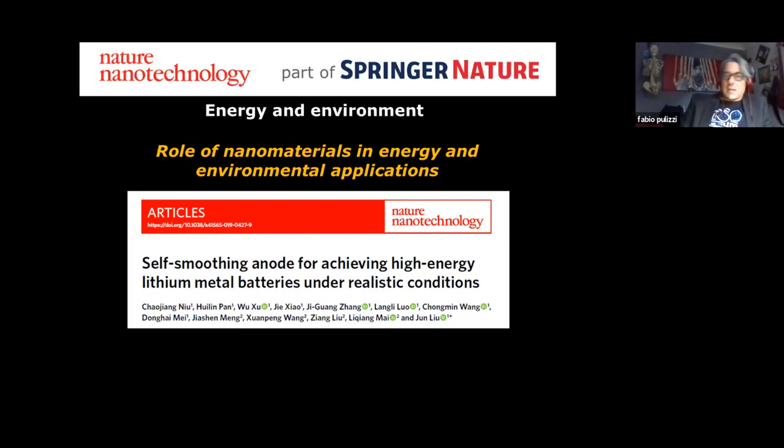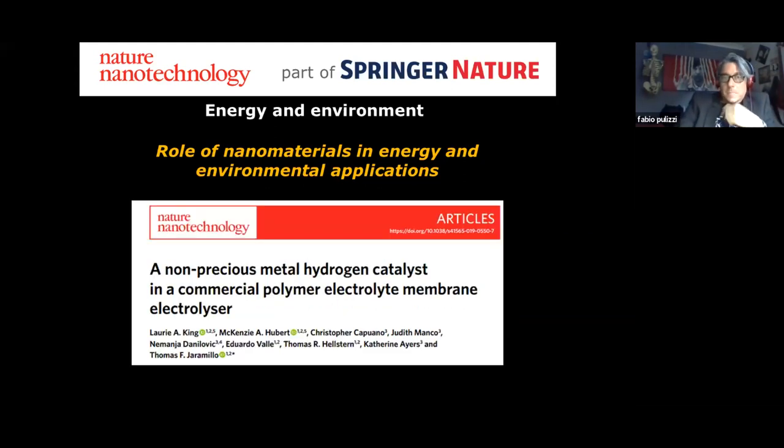In this case, similarly, this is about batteries, so still energy, but it's about batteries. This was, again, a nanostructure carbon fiber material that was used to avoid the dendrites that usually form in lithium anodes in batteries. By using this technique, this allowed to avoid the dendrification and therefore improve the recyclability of batteries. So this is another example of something that was really aimed at applications.